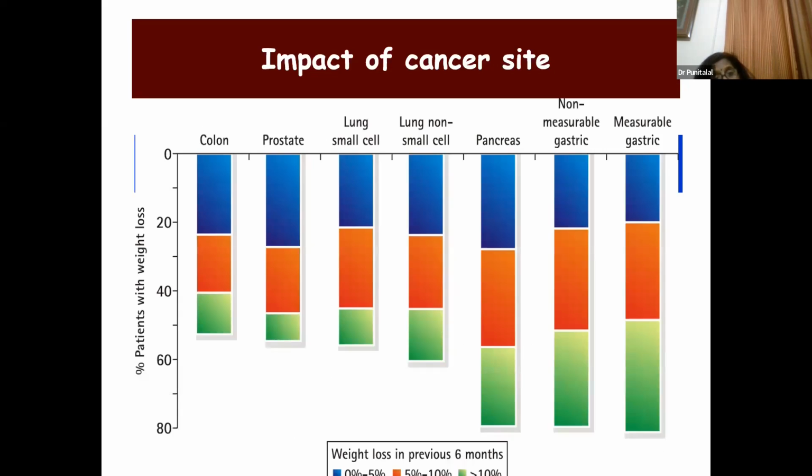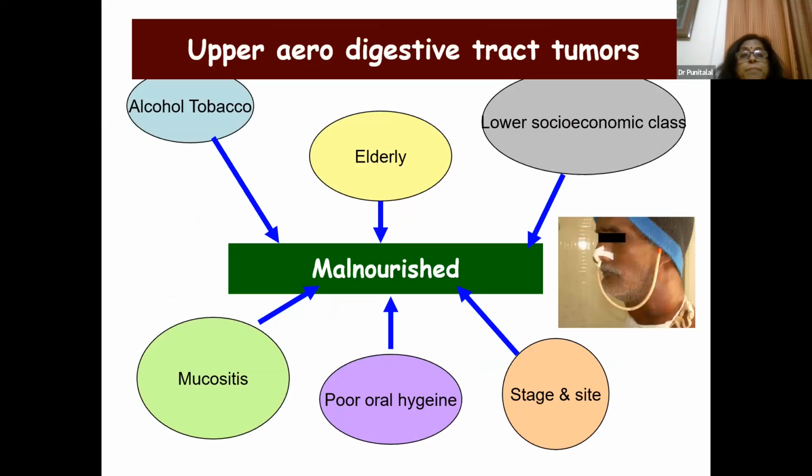The site also impacts the nutritional status of these patients. It has been seen that mostly all patients will have some degree of malnutrition, but usually it is mild or moderate. You get to see severe malnutrition more often in upper aero digestive tract and GI malignancies.